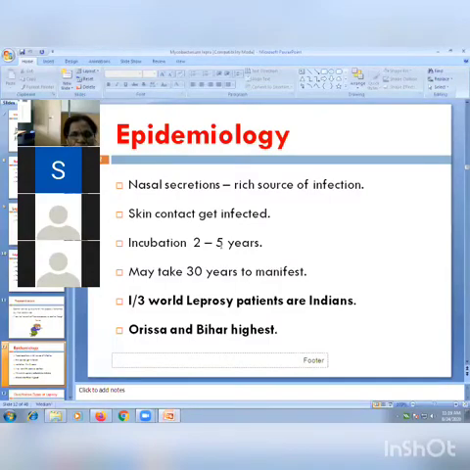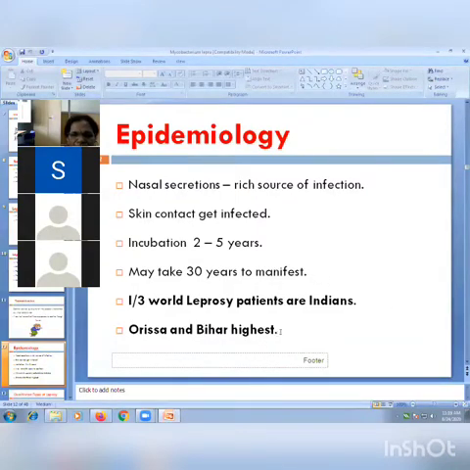About the incubation period, this organism is very slow growing. So the incubation period is about 3 to 5 years. This is a very long incubation period. No symptoms in these years. The incubation period can be about 30 years also. No manifestation before that. Slowly, the disease occurs.